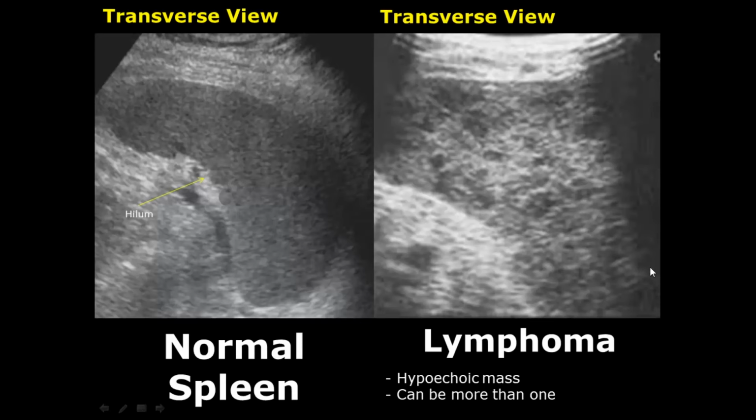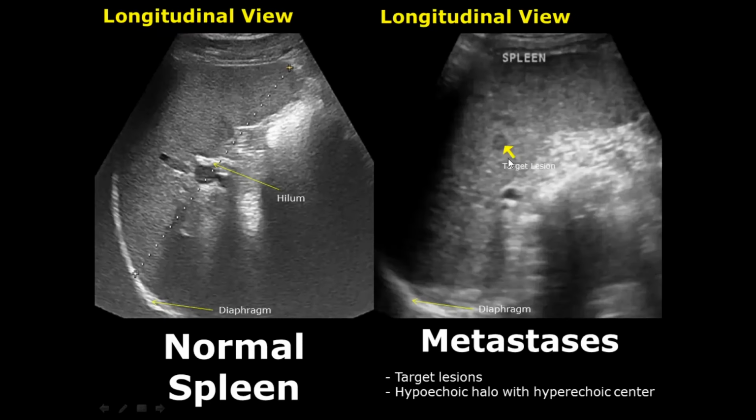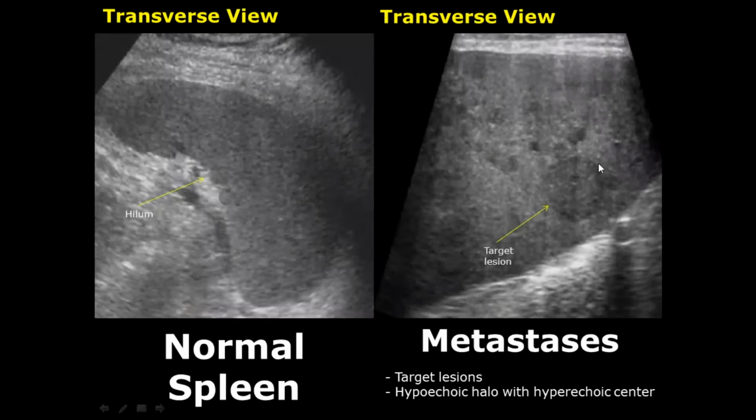Metastatic lesions in the spleen will appear as target lesions, which include a hypoechoic halo and a hyperechoic center. Here is a transverse view showing multiple metastatic lesions appearing as hypoechoic halos with hyperechoic centers.